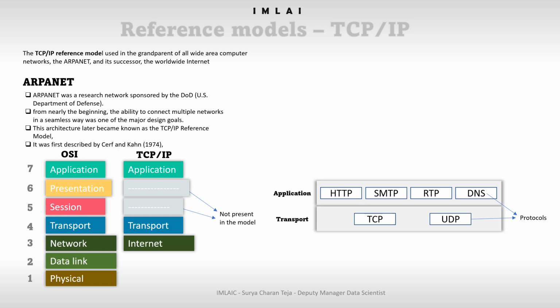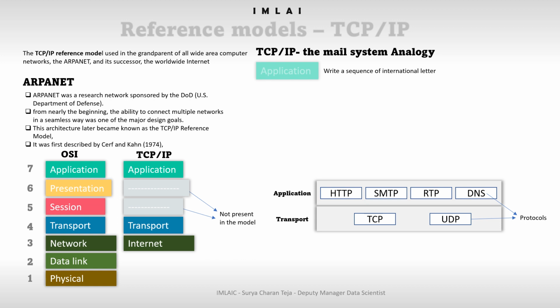So let's go for the analogy of the TCP/IP model with the mail system analogy. The analogy here is with the mail system. It begins with writing a sequence of letters. So that is our application layer.